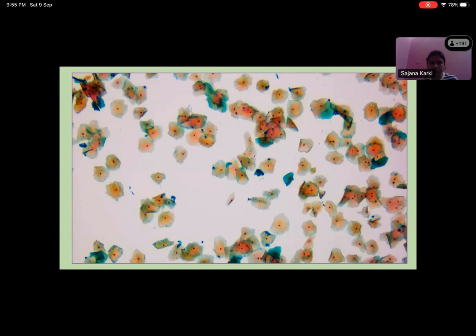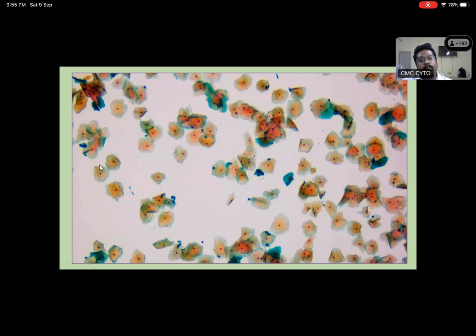Just say, what do you think you see? What are these cells? These are superficial squamous cells. So they are basically squamous cells which we are seeing in this field, right?